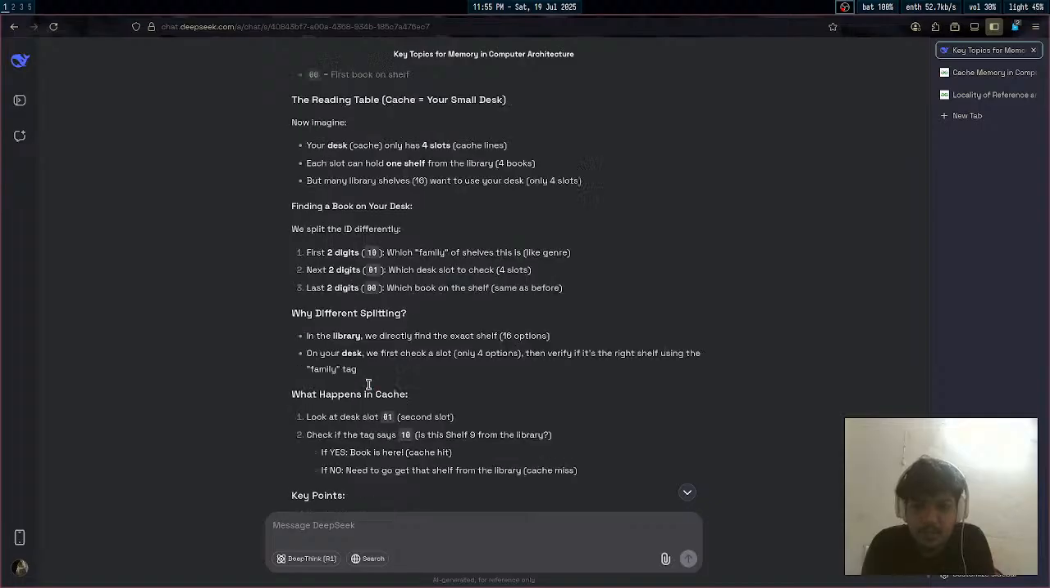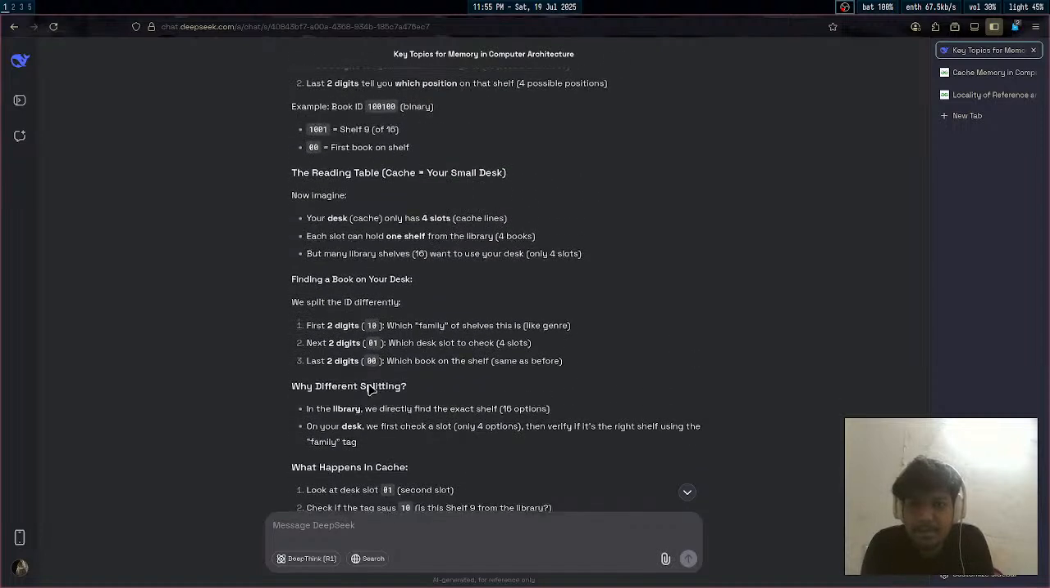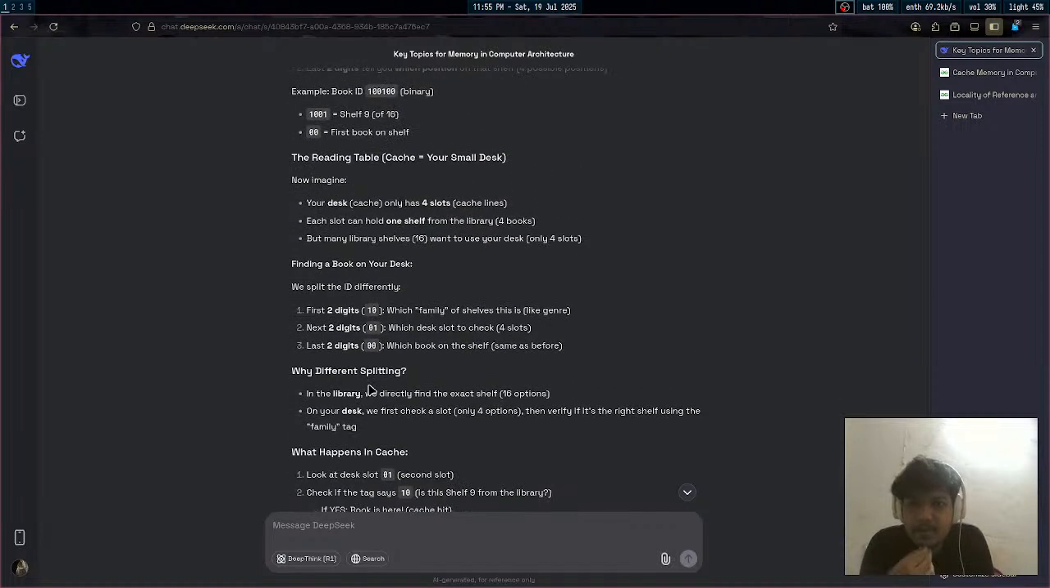So why different splitting? In the library we directly find exact cells, 16 options. On the desk we have to check slots, check a slot, only 4 options. Desk. So we can go for 4 desks.